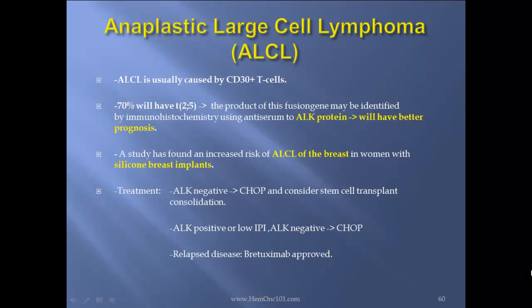Anaplastic large cell lymphoma is usually caused by CD30 T cells. 70% will have translocation 2;5. The product of this fusion gene may be identified by immunohistochemistry using antiserum to ALK protein. ALK positive will have a better prognosis. The study has found an increased risk of anaplastic large cell lymphoma of the breast in women with silicone breast implants.